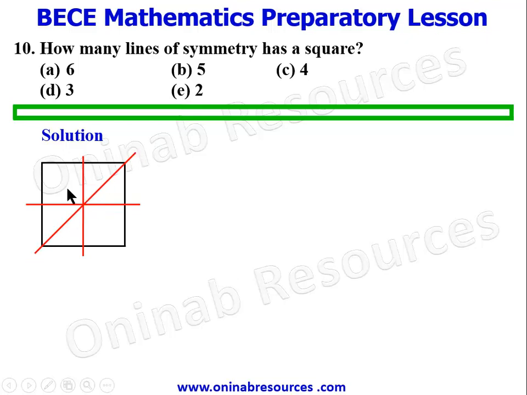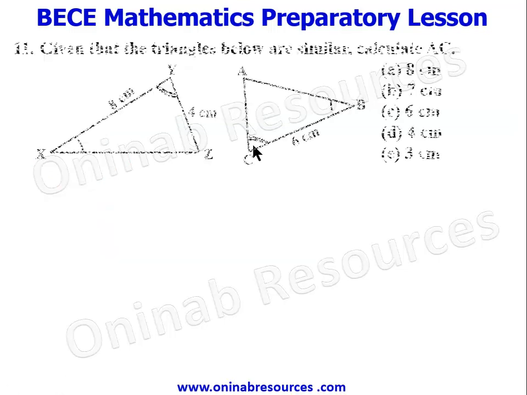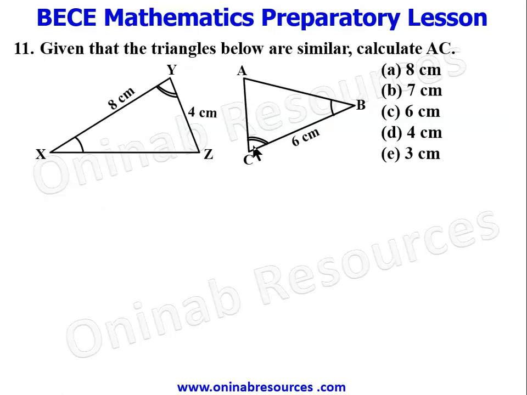We divide these into two equal isosceles triangles, and the same way to the other side, two equal isosceles triangles. So we have 4 lines of symmetry. So that's all for problem 10. We go to problem 11. For problem 11, given that the triangles below are similar, calculate AC.